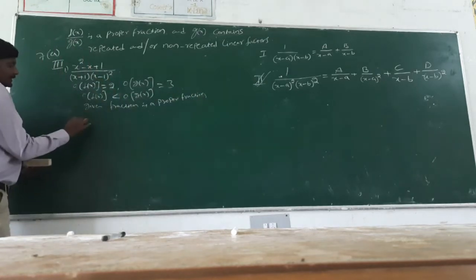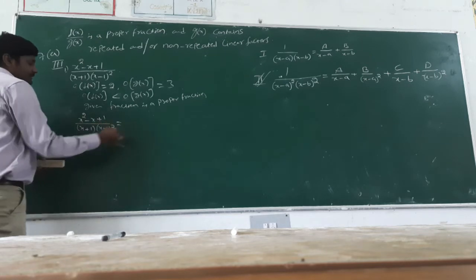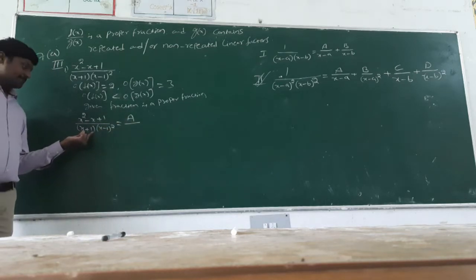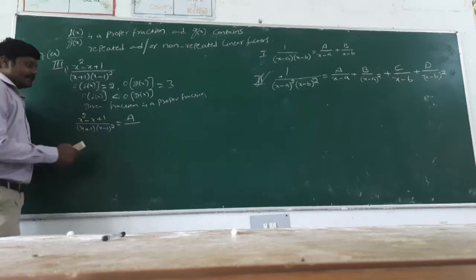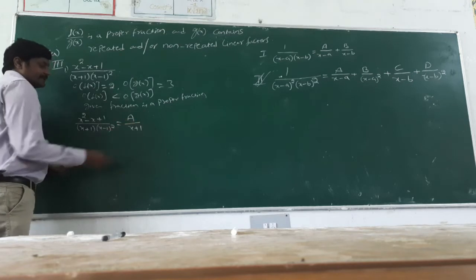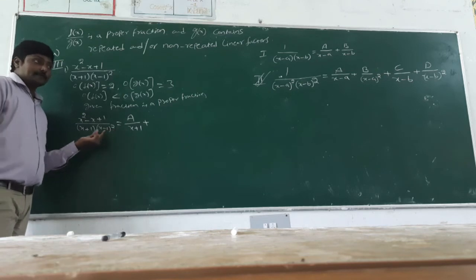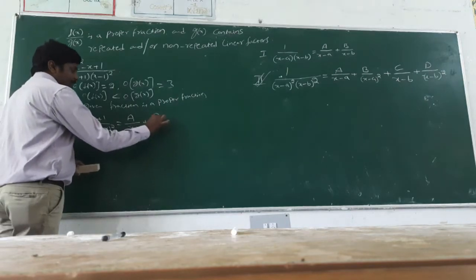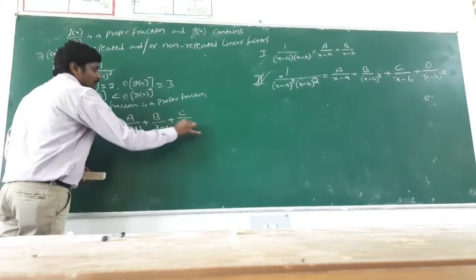Now we take (x squared minus x plus 1) by (x plus 1)(x minus 1) whole square is equal to A by the first factor. Observe the first factor x plus 1 is a non-repeated linear factor. It is a type 1 partial fraction. You take A by only x plus 1. And observe the second factor, (x minus 1) whole square, is a repeated linear factor. That's why you take B by x minus 1 plus C by (x minus 1) whole square.